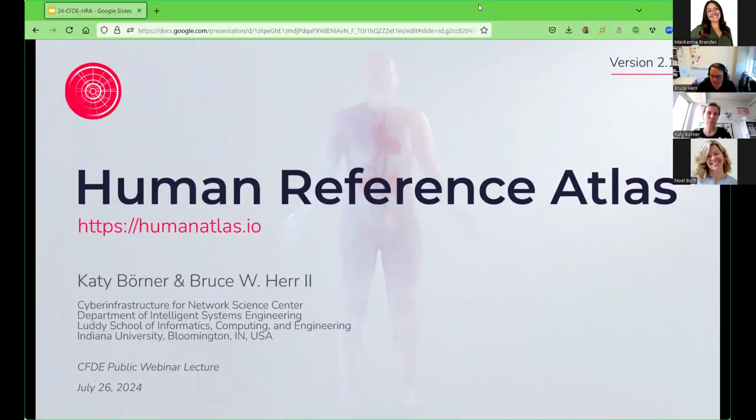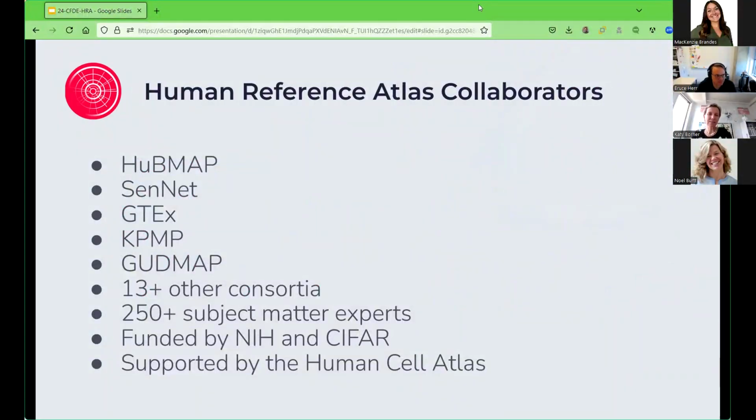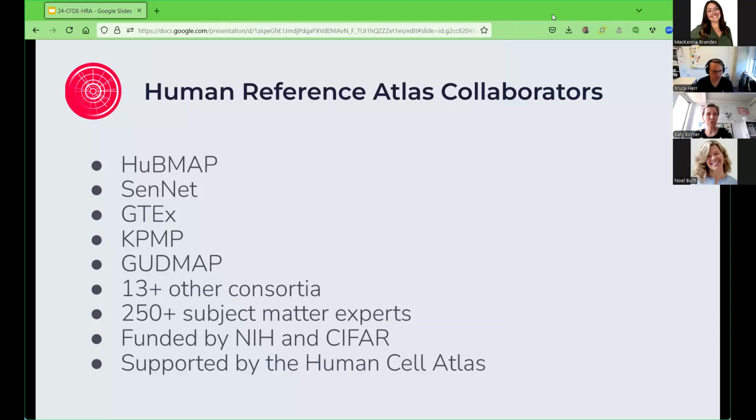And again, this is work by many experts, not just the two of us. So on the next slide, you see some of the collaborators. Again, it's many more consortia than you even see listed here. Many subject matter domain experts, which with their ORCID IDs are now associated with the Human Reference Atlas forever because they're published every 6 months with all the digital objects that make up the Human Reference Atlas. It's funded mostly by NIH and CIFAR, but also some smaller other pots of money. And again, with much support by the Human Cell Atlas, which has been marvelous in bringing everybody from around the globe together to work on this massive challenge together.